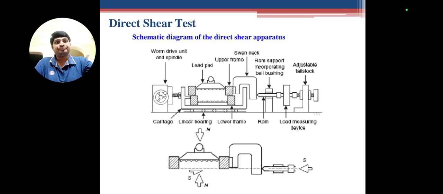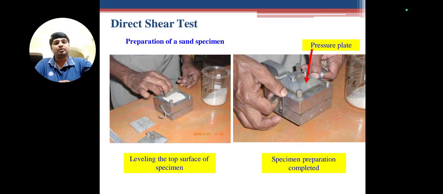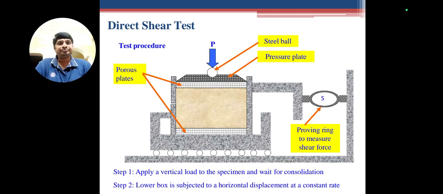Now coming to the direct shear test, we are observing the diagram, the schematic diagram of the direct shear apparatus. The apparatus consists of a number of component parts. While preparing the sand specimen, we take the sand particles and place them into the mold, and then apply the load on the soil specimen. We observe the porous plates, between which the soil sample sits, and the steel bar and pressure plate, and for measuring the shear force, the dial gauge reading also comes.